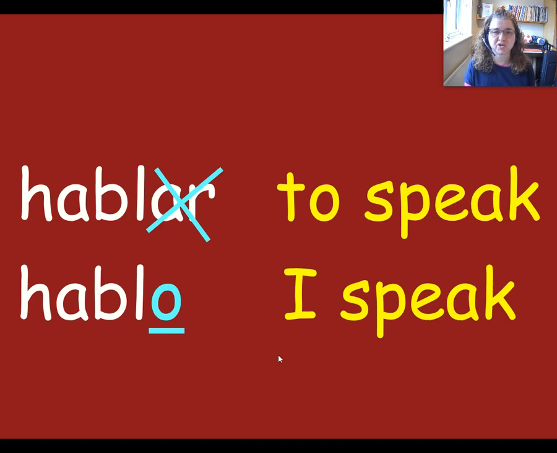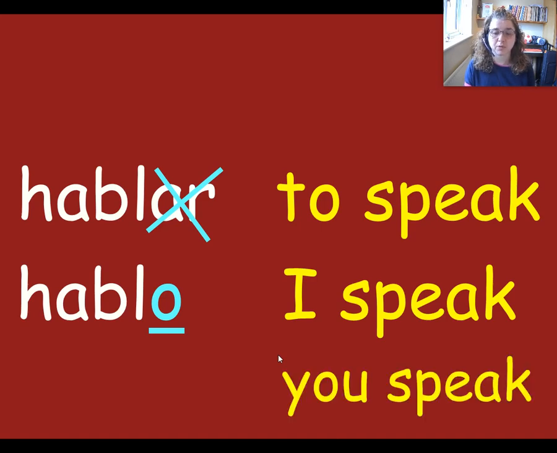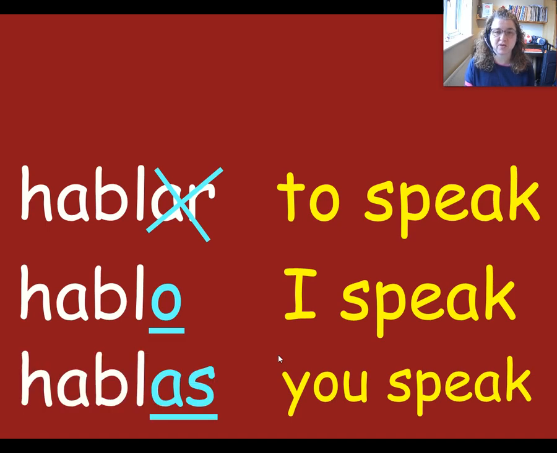Now, there are other changes, of course, that we can make for different people. If we want to say you speak, we've made a different change in English, and we're going to make a different change in Spanish too. So again, we cross off that AR, we're left with the stem, which is habl, and we're going to put a different ending on the end. So if we want to say you speak, that's that informal singular you that we were talking about before, then we say hablas. So hablas is you speak.